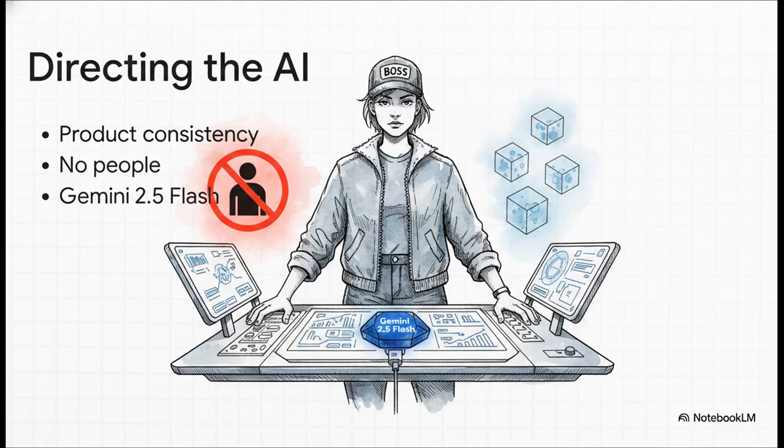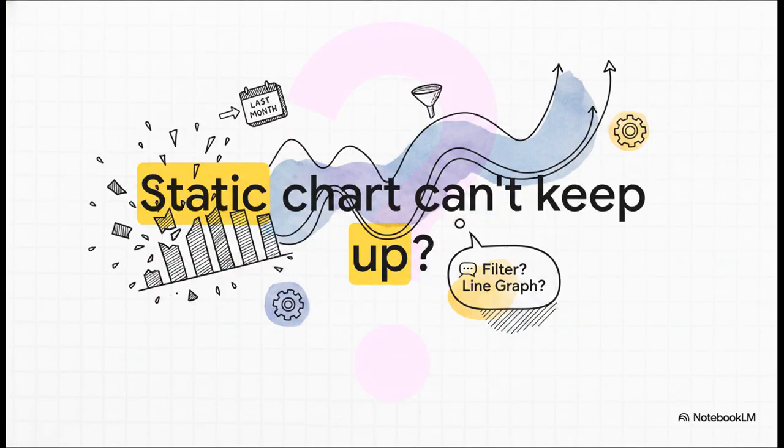The prompt actually demanded product consistency across all these different mockups, like billboards and newspapers. It explicitly said, do not include people, because the creator only wanted to focus on the product itself. And it even commanded the AI to only use one specific image model, the Gemini 2.5 Flash. This proves that you are truly the boss in this relationship. You set the boundaries. All right, moving on to our third example.